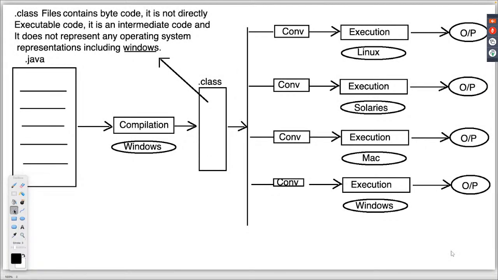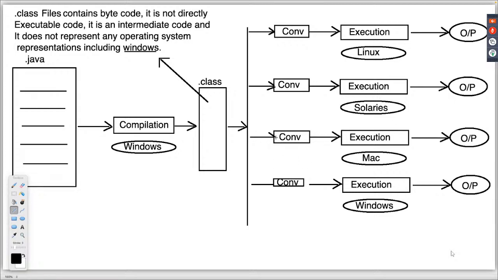Now tell me, sir, in this case, what is the purpose of this particular converter? What will it convert? This converter will take the neutral representations of the bytecode. It will convert that neutral bytecode to Linux representation. Now the execution process is going to execute our Linux representations, and finally we are getting some output. Got it or not? Now tell me, what is the job of this particular converter? The job of this converter is that it takes the neutral bytecode as an input, which it translates to Solaris representations, and execution is going to happen on Solaris. Finally, we are able to get the required output.